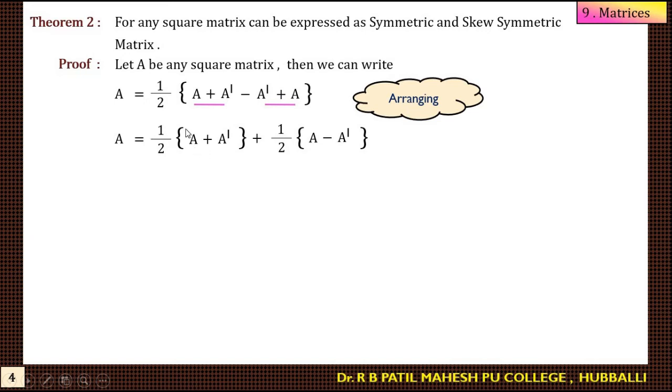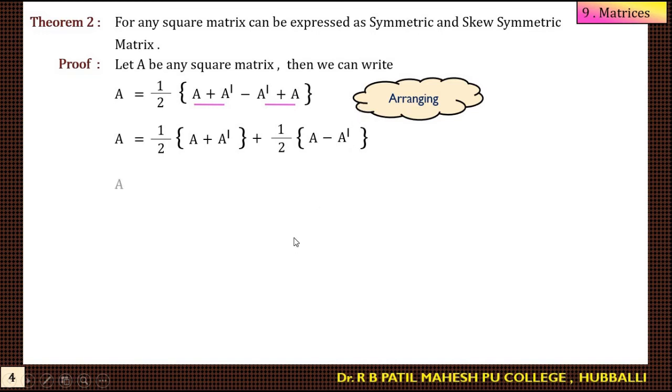Now see here, just now you studied in the previous theorem that if A is any square matrix, A plus A dash always gives a symmetric matrix, and for that we have a scalar multiplication half. That means this becomes a symmetric matrix. And A minus A dash, you proved that it is always a skew symmetric matrix, and it is multiplied by half, which is a scalar. For any skew symmetric or symmetric matrix, if you multiply by any scalar, it remains the same type. Therefore half of A minus A dash is nothing but a skew symmetric matrix.